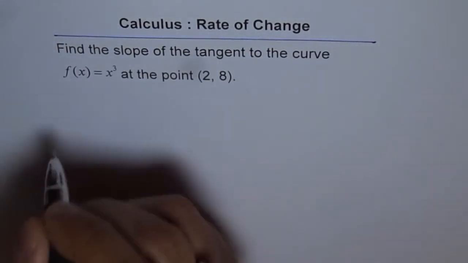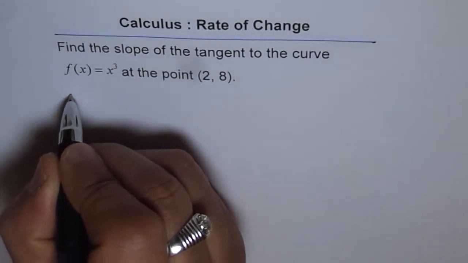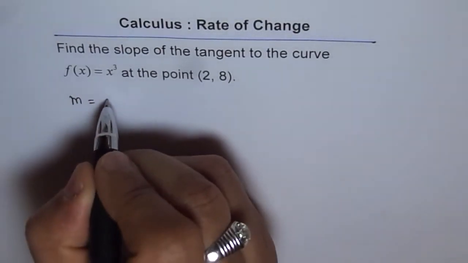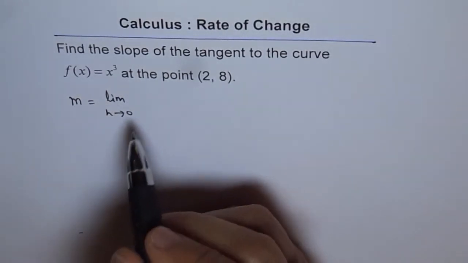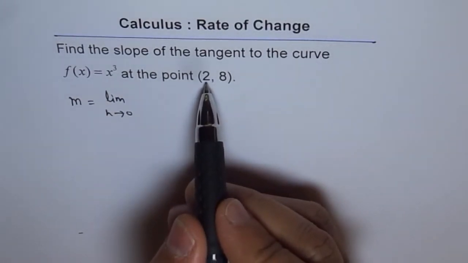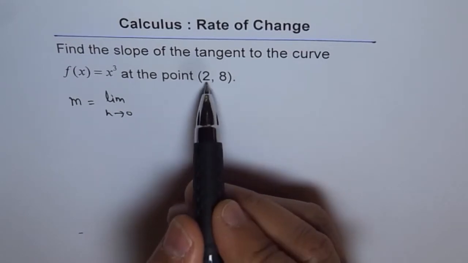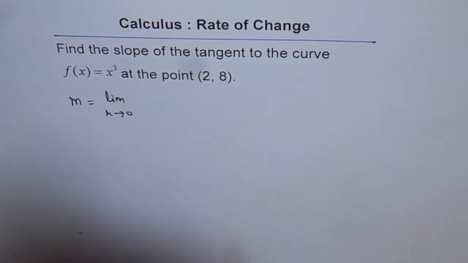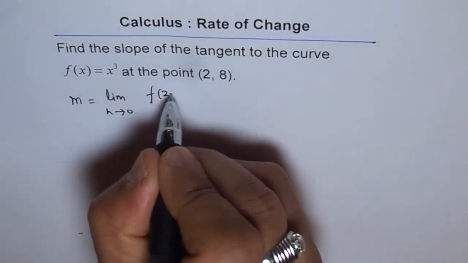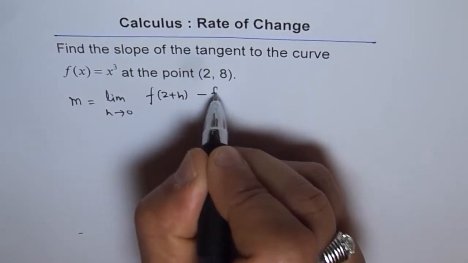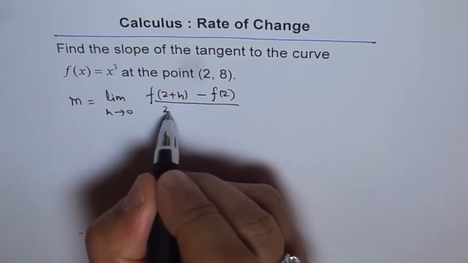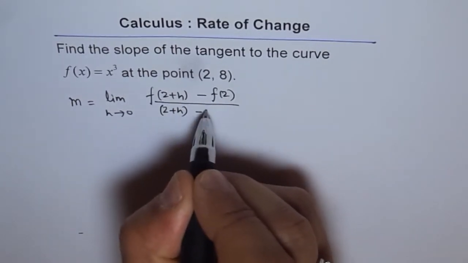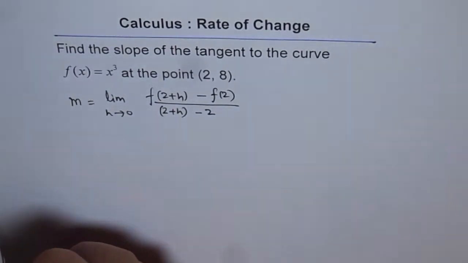So the definition of slope is the difference quotient, right? So m equals the limit as h approaches 0, and we are considering 2 points. One is at x equals 2, the other very close to 2, which is 2 plus h. So we say f of 2 plus h minus f of 2 over 2 plus h minus 2. That's what we're considering, right?